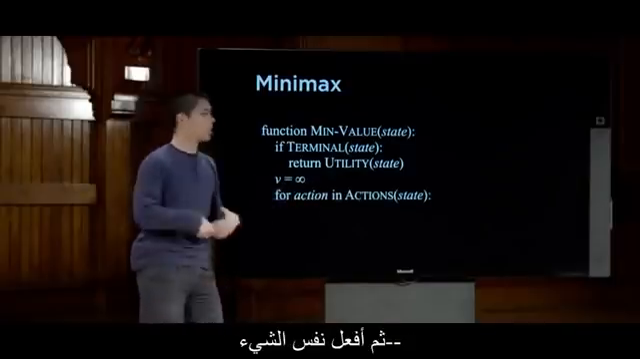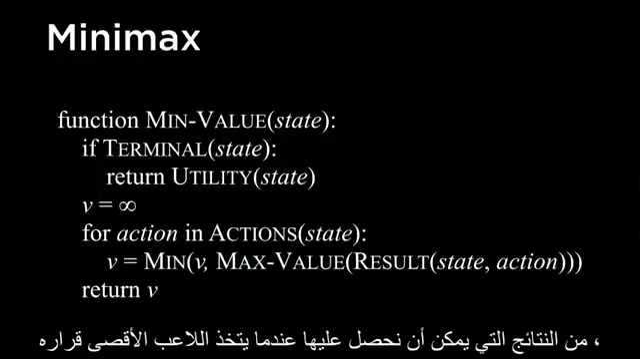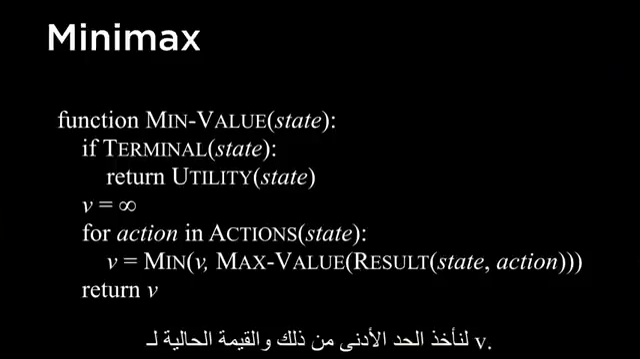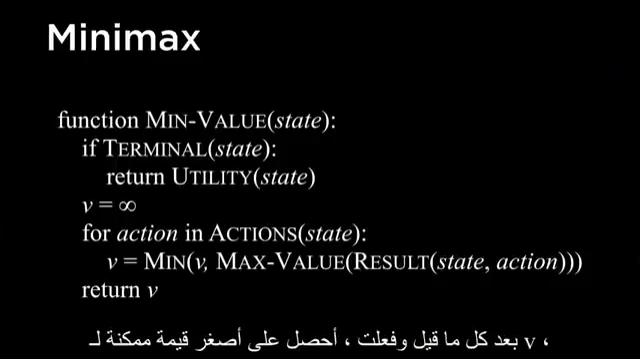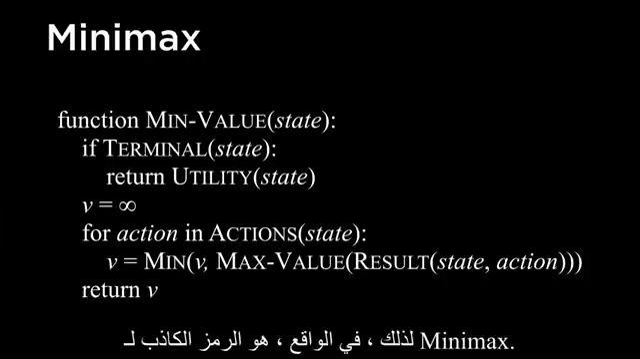And then I do the same thing. Loop over all of my possible actions, and for each of the results that we could get when the max player makes their decision, let's take the minimum of that and the current value of v. So after all is said and done, I get the smallest possible value of v that I then return back to the user. So that, in effect, is the pseudocode for Minimax.